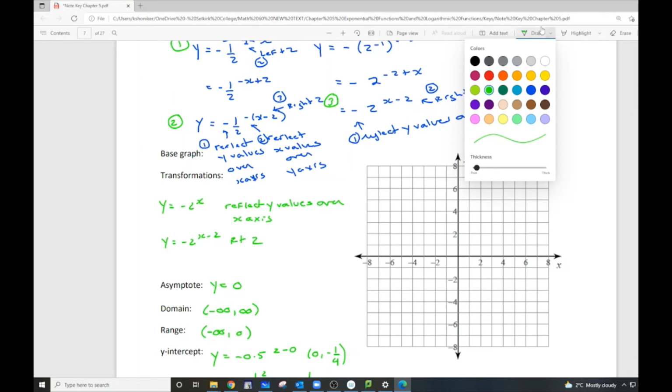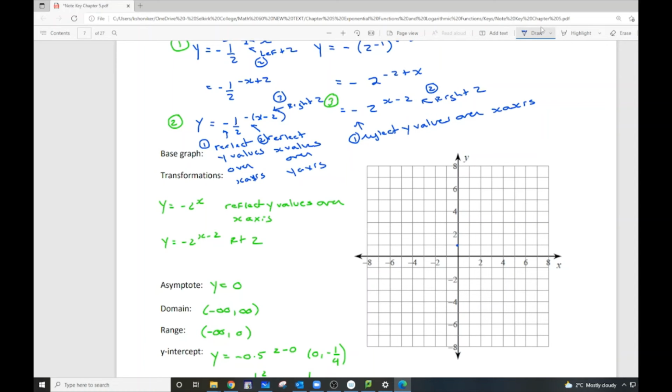So I'm going to start with my base graph. I'm going to start with y equals 2 to the x. So I'm going to go through 0, 1, 1, 2, 2, 4, 3, 8. I'm going to grow, and then I'm going to approach my asymptote. Okay. Now again, you can do this step by step. You could reflect it. So I could take all these y values and put them upside down, so reflect them over the x-axis, and then move those points to the right 2.